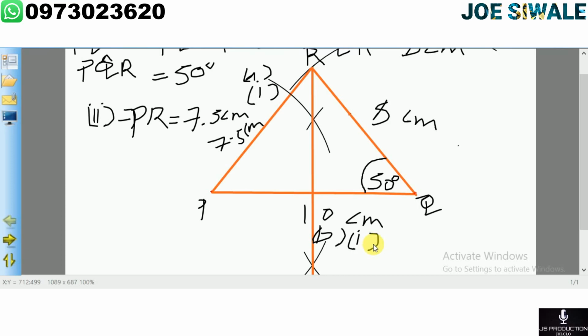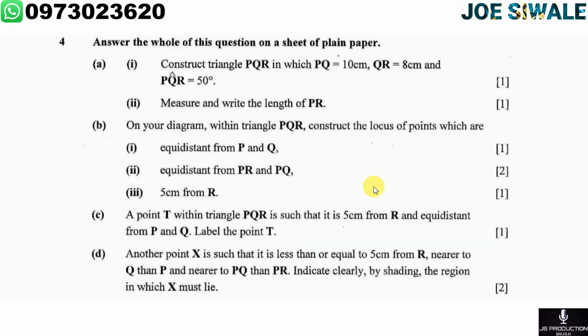Let us proceed. Let us look at question B Roman numeral 2. It reads equidistant from PR and PQ, 2 marks. So for me to draw the locus of points which are equidistant from PR and PQ, the first thing that I'm going to do is to identify the letter that is common between the 2 lines, and the letter that is common is letter P. And since I have identified the letter which is common, I'm going to bisect the angle that is at point P.